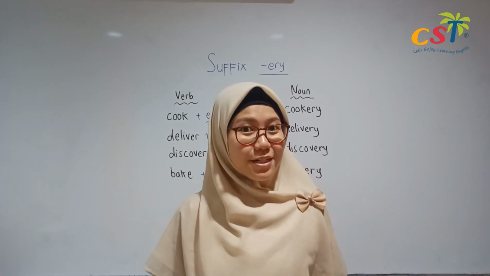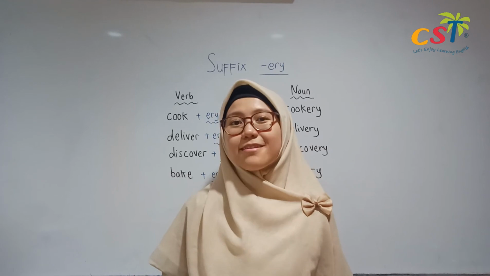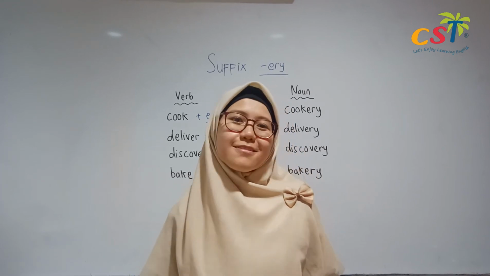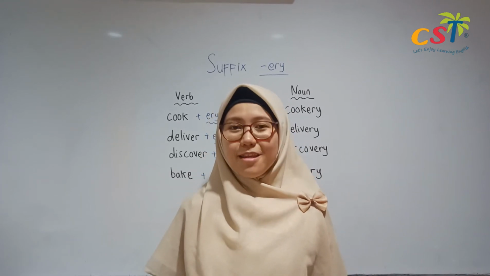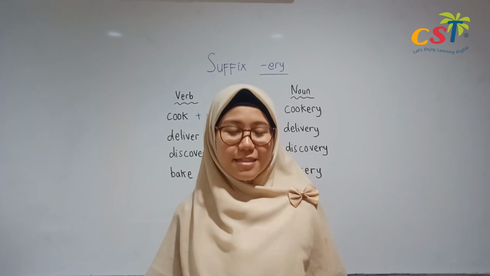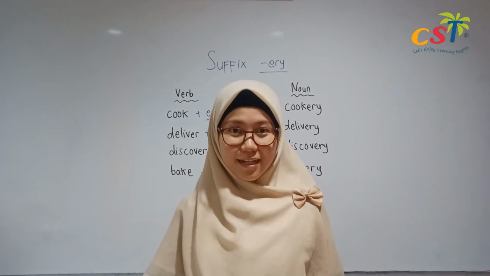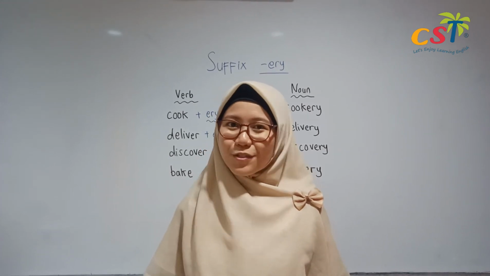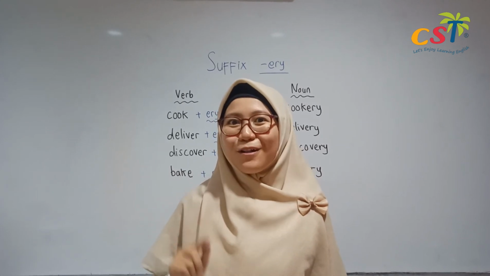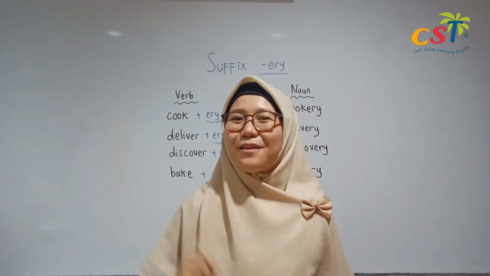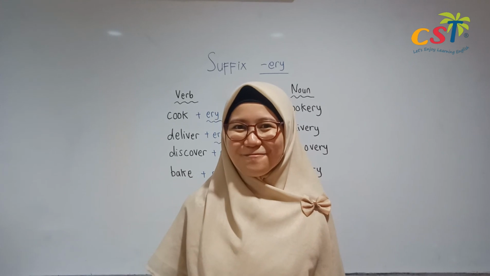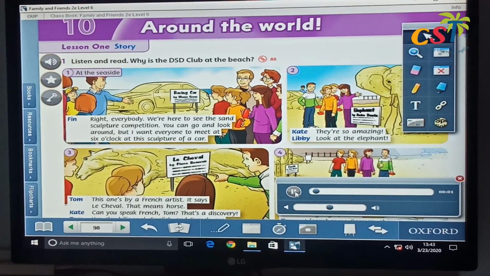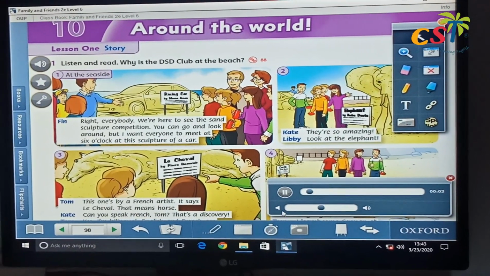So, we are going to learn a new unit, which is Unit 10. The title is Around the World. Now, let's read the story of the DST Club and see what happened to them. While reading, you can also listen to the audio that I will play. Let's listen. Listening 88. Listen and read.